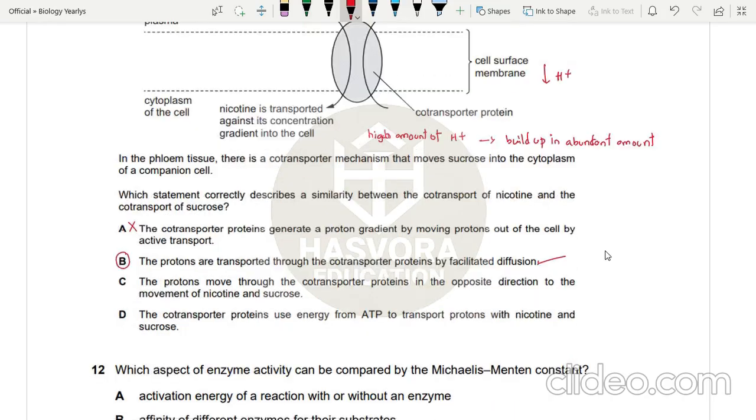C says that protons move through the cotransporter proteins in the opposite direction to the movement of nicotine and sucrose. This is incorrect because when it is co-transported, it will move together with it. D says that the co-transport protein uses energy from ATP to transport protons. No, because we know that it uses facilitated diffusion to carry out the transport down the concentration gradient, so it will not require energy or ATP. So B will be the correct answer.